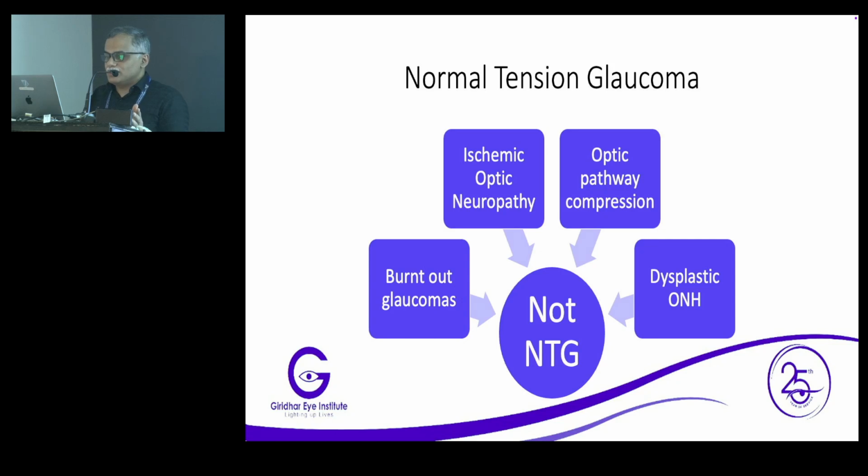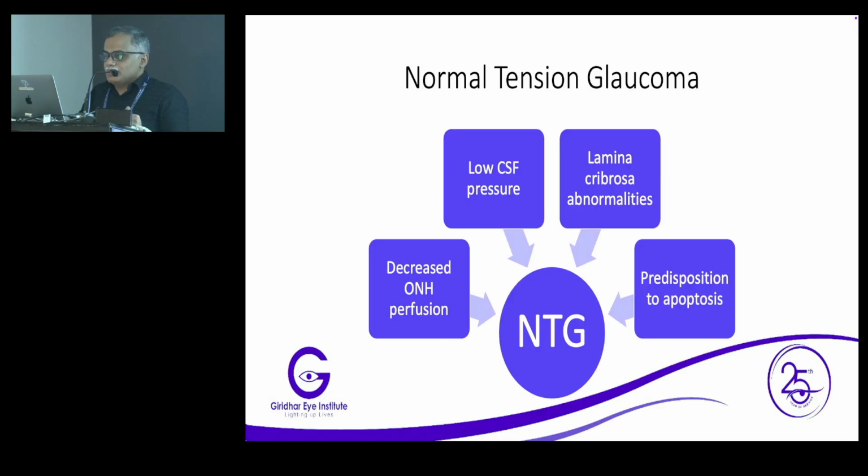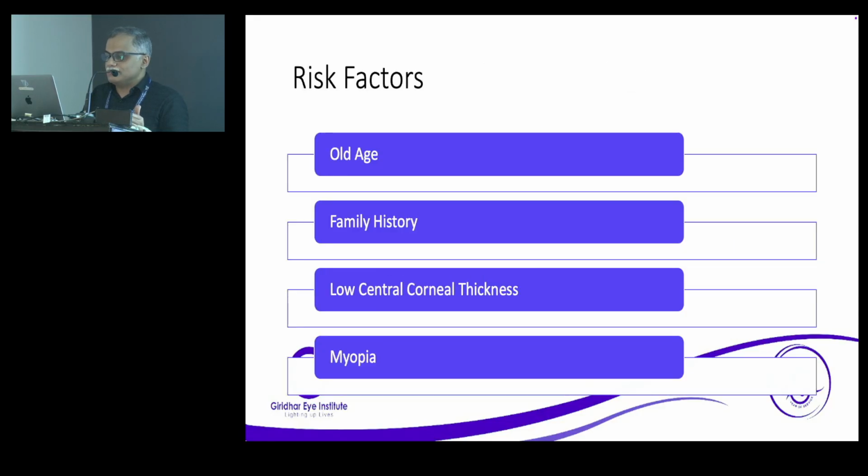Ischemic optic neuropathy also Dr. Maya has referred to. So, what are the factors that we know can cause normal tension glaucoma? One is decreased optic nerve perfusion, as Shweta mentioned. Low CSF pressure is one thing. Lamina cribrosa abnormalities and predisposition to apoptosis.